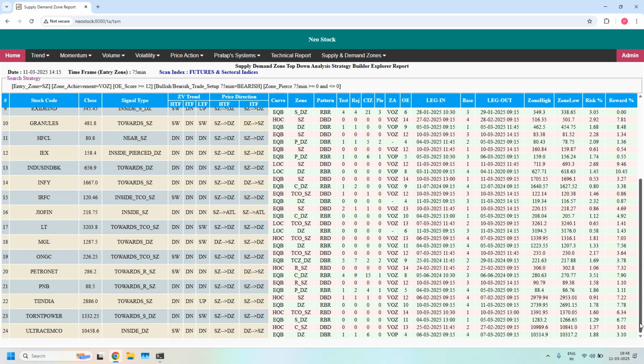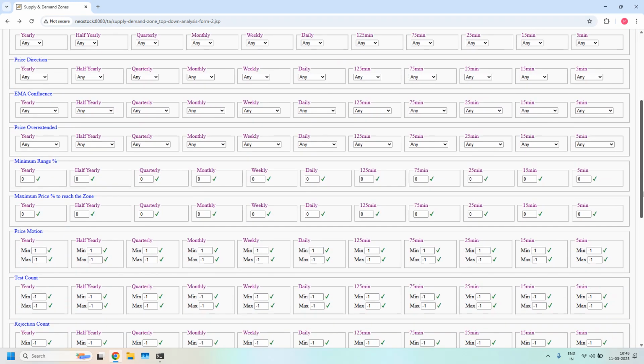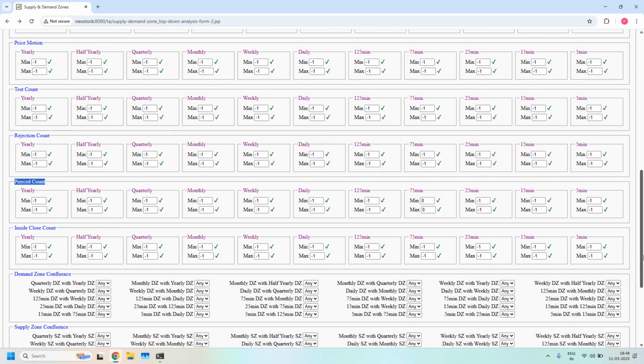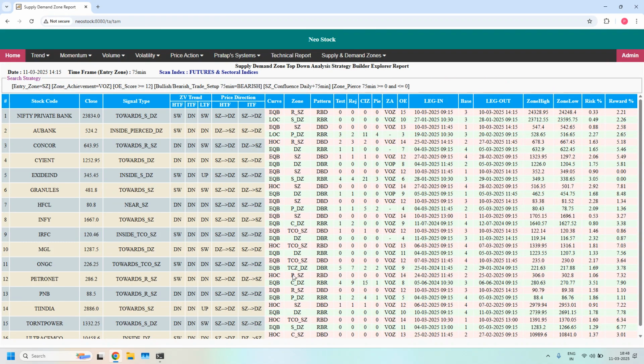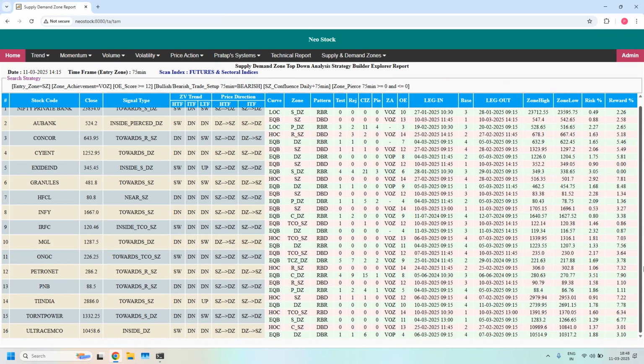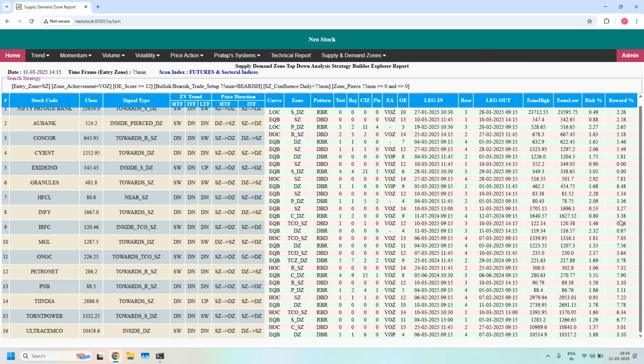First, we will look into LTF and ITF supply zone confluence. That is 75 minutes and daily supply zone confluence. So I am enabling that filter. So with this filter, we got 16 stocks. So first 15 stocks in the list. I'm scrolling the list down.